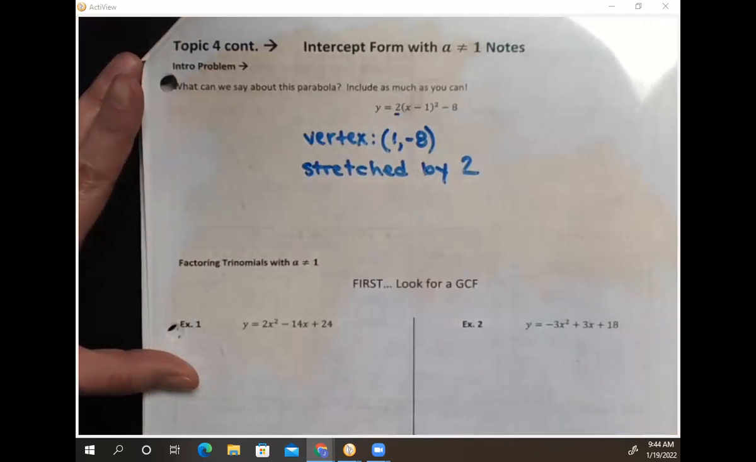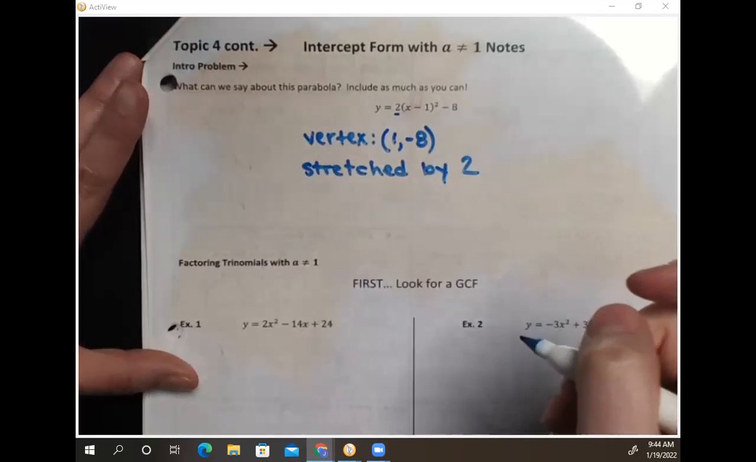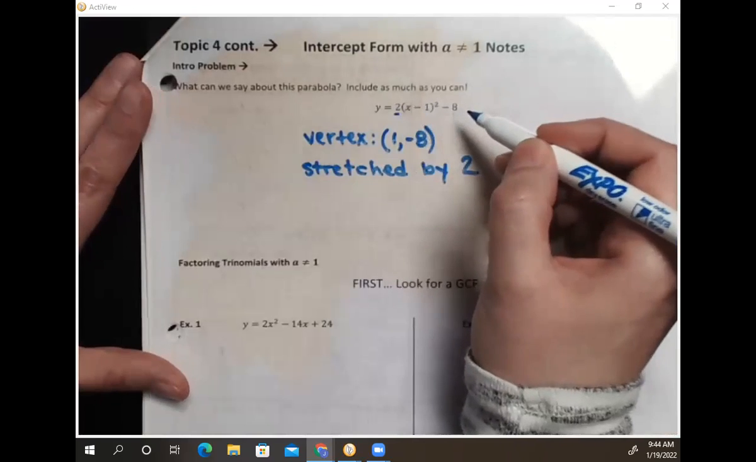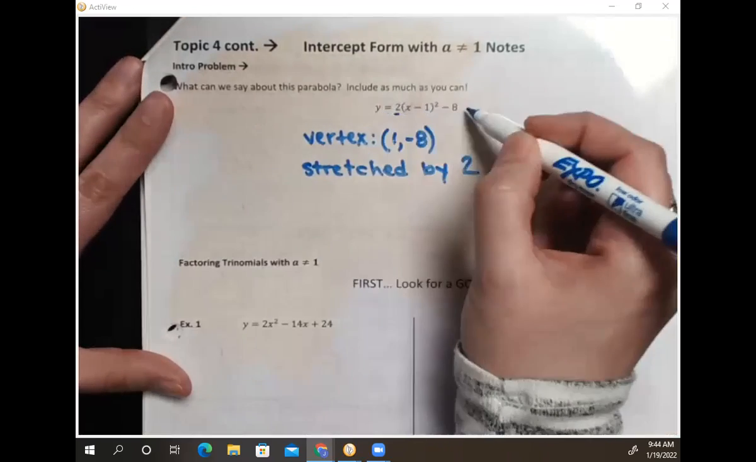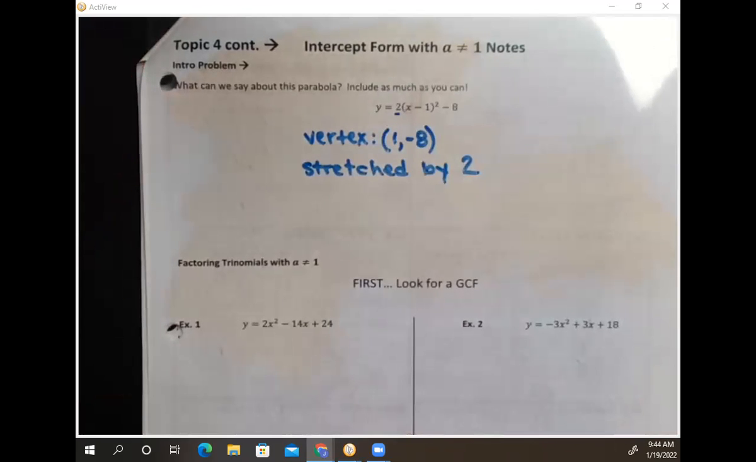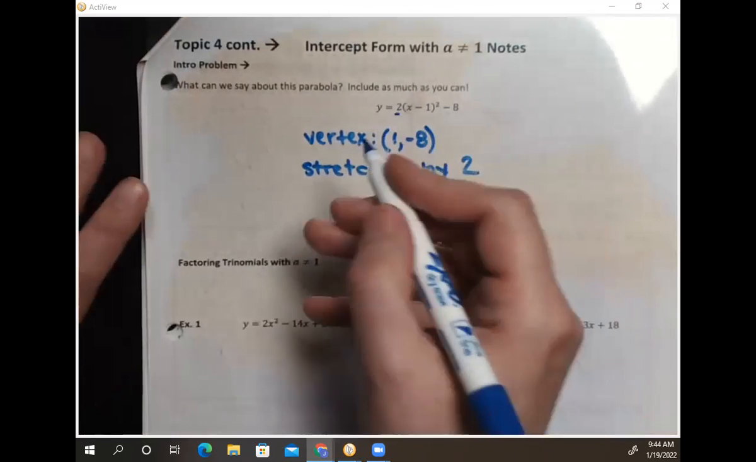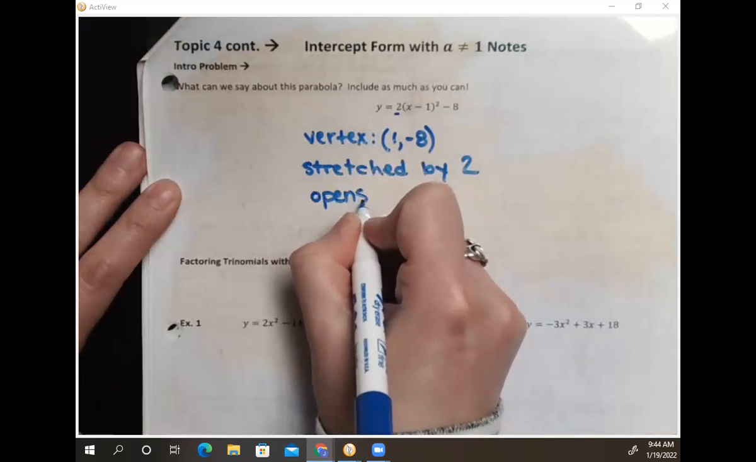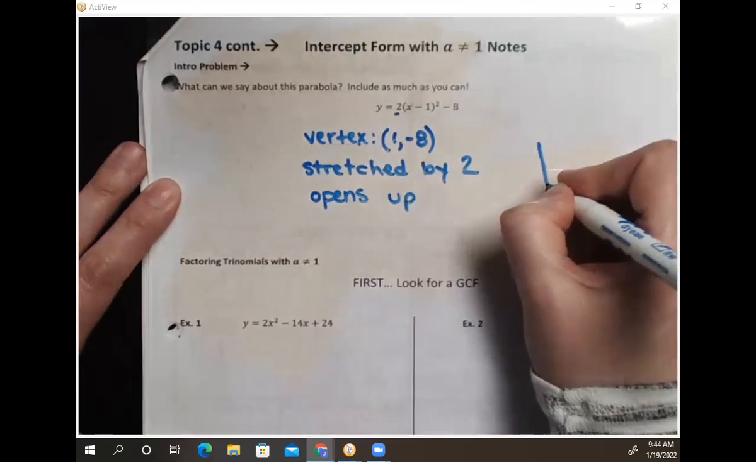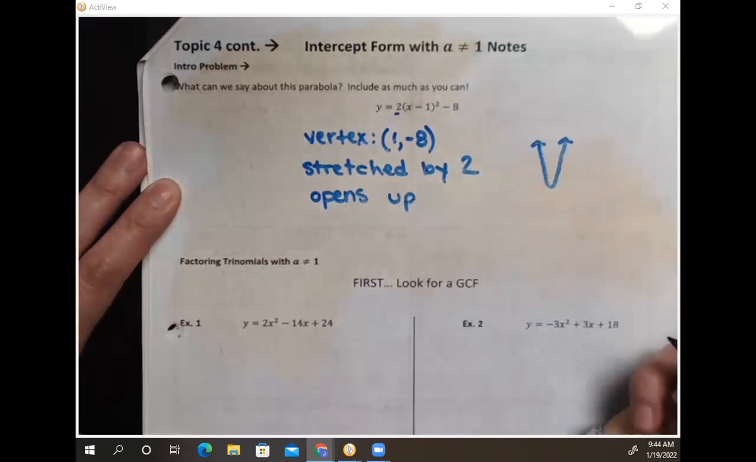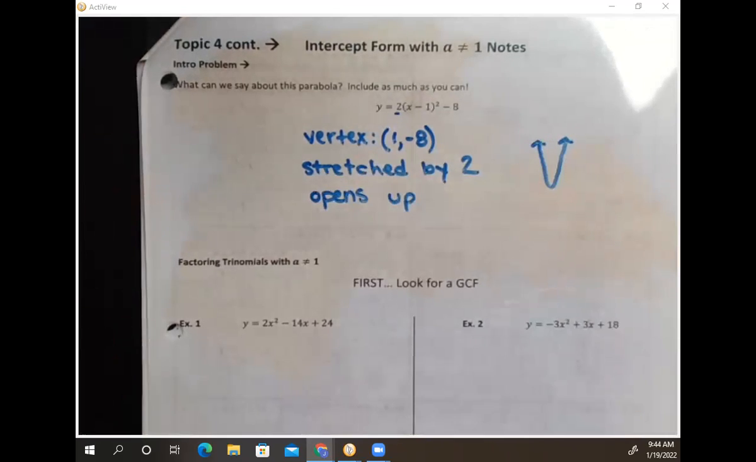Which way does it open? You could find the y-intercept. We'd have to manipulate it a little bit. But I'm looking at just from what's typed on the paper, if I didn't do any work at all. Because my lead coefficient is positive, I can see without doing any work that this is going to open up. So it's going to look something like this. And again, if we did some distributing to get it into standard form, we could find that y-intercept as well.